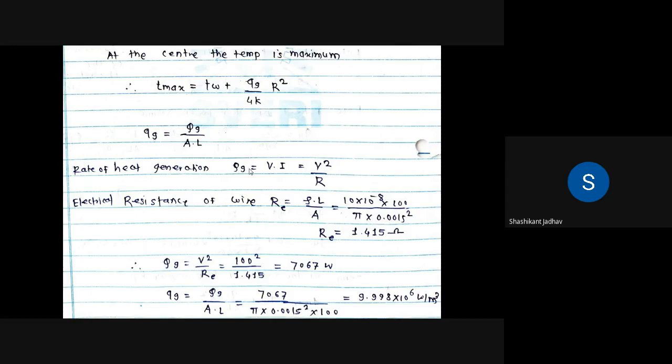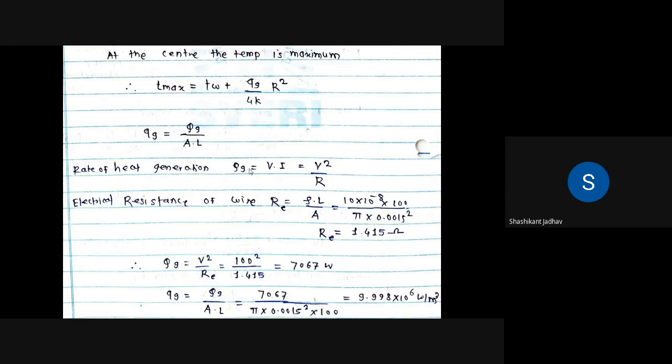Qg by 4K into R square. But we don't know the value of Qg. So first of all, you have to find out the value of Qg. Small Qg is nothing but capital Qg by volume. Small Qg is nothing but heat generated per unit volume. So heat generated is nothing but capital Qg, and volume is nothing but area into distance. So A into L. Okay.